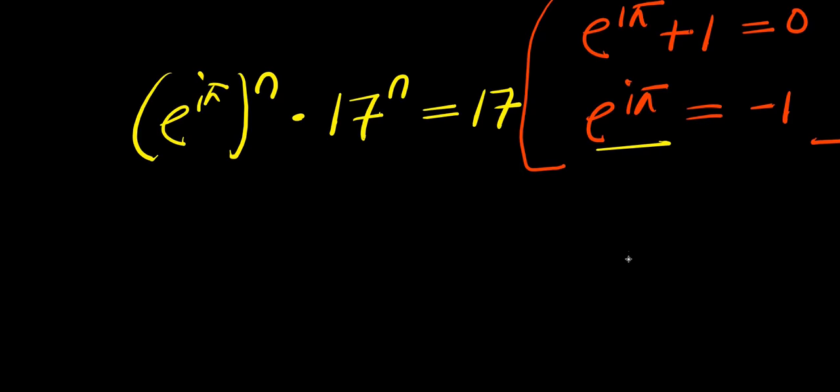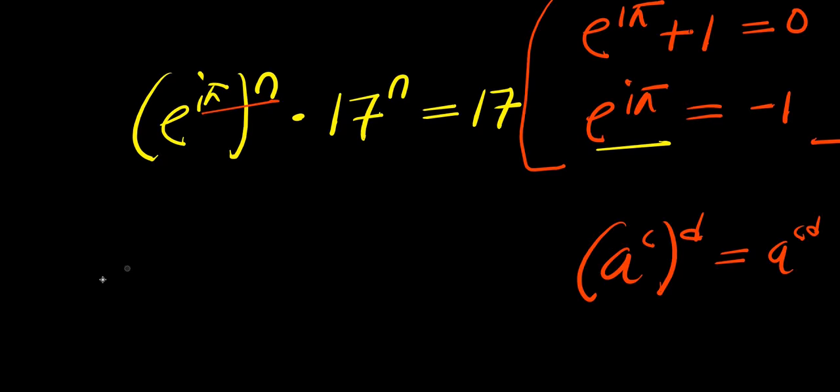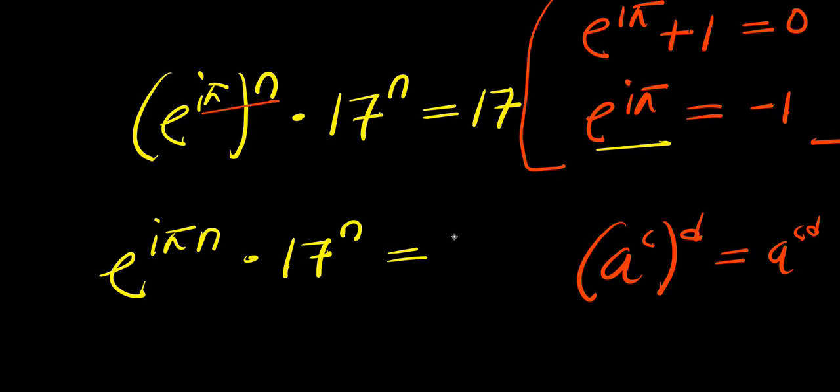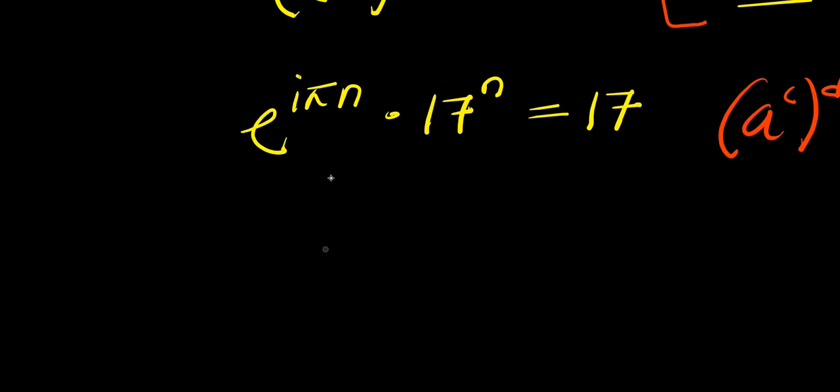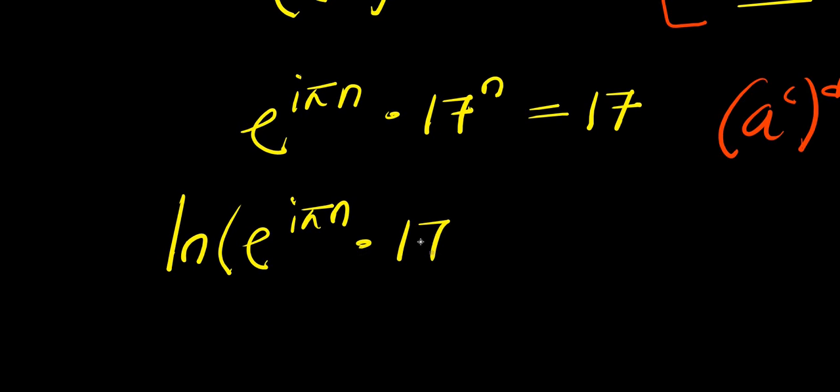Also remember, if you have a to the power of c raised to the power of d, this equals a to the power c times d. I multiply this out. I will have e to the power of i times pi times n times 17 to the power of n equals 17. From now, what I will do is to apply natural log: natural log of e to the power of i times pi times n times 17 to the power of n equals natural log of 17.